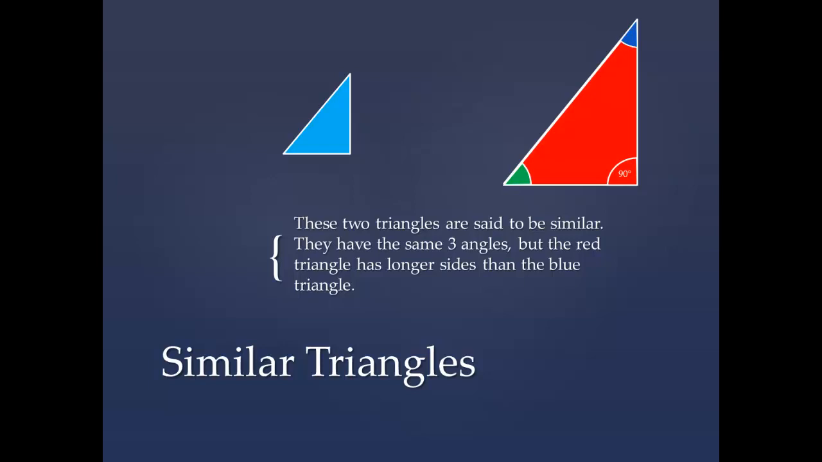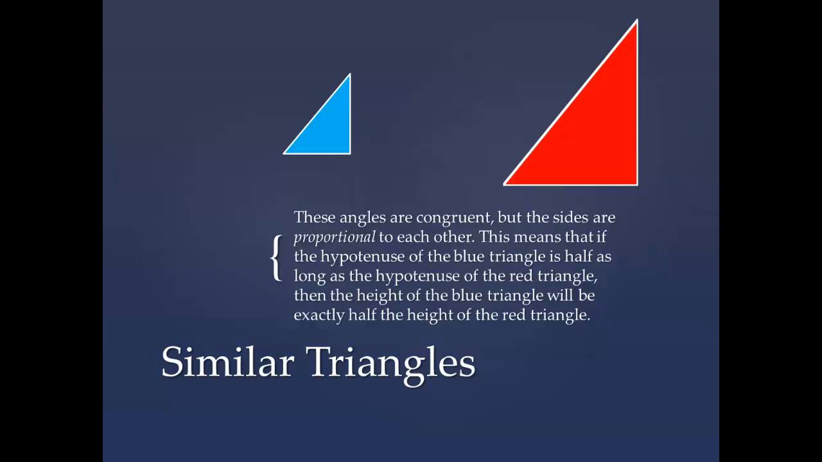These two triangles are said to be similar. They have the same three angles, but the red triangle has longer sides than the blue triangle. These angles are congruent, but the sides are proportional to each other. This means that if the hypotenuse of the blue triangle is half as long as the hypotenuse of the red triangle, then the height of the blue triangle will be exactly half the height of the red triangle.